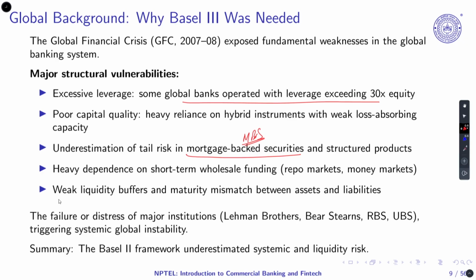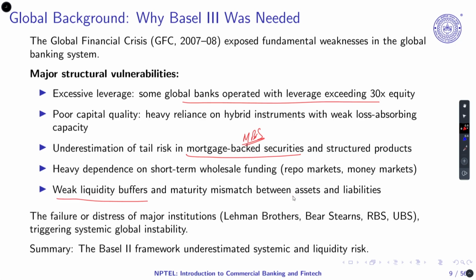Heavy dependence on short-term wholesale funding, repo markets, and others. And the most important part was they had weak liquidity buffers, which means that whatever amount banks have at one point of time, apart from excess reserves or required reserves that we have, for example in India we have CRR plus SLR, if they were also told to keep 2 to 5% of their NDTL, net demand and time liabilities, then this would have become a big risk absorber at that time, but it was not there.